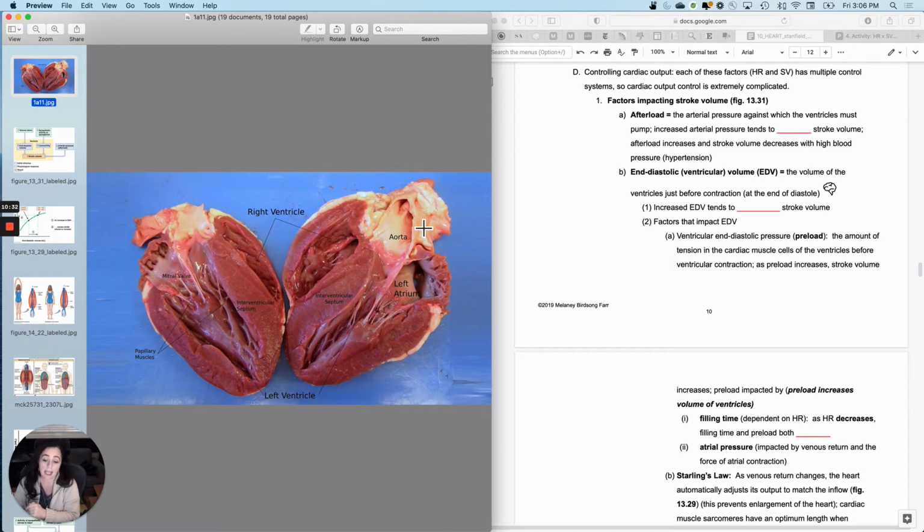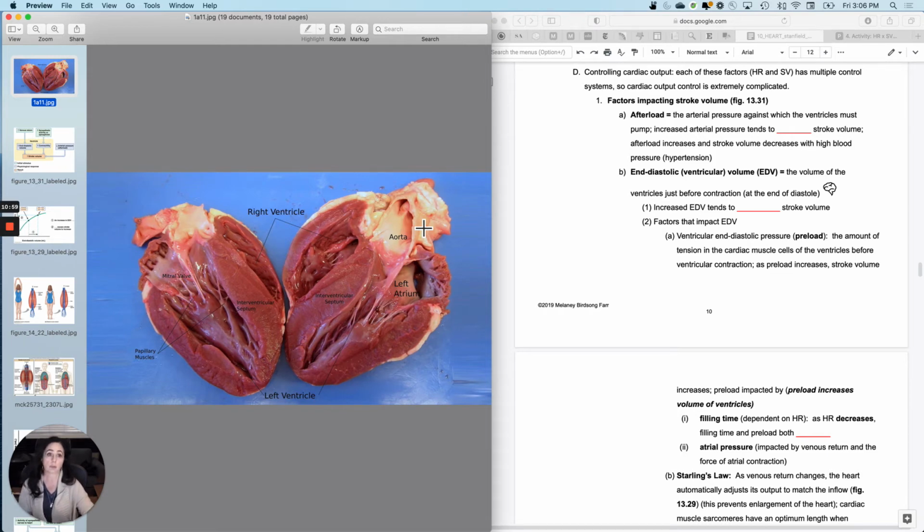And remember, I need a difference in pressure in order for blood to move forward, in order for blood to flow. So if the pressure in the arteries is higher and you don't change the pressure in the ventricles, then you are not going to get as much blood out because there's not as much delta P. So afterload is defined as the arterial pressure against which the ventricles must pump.